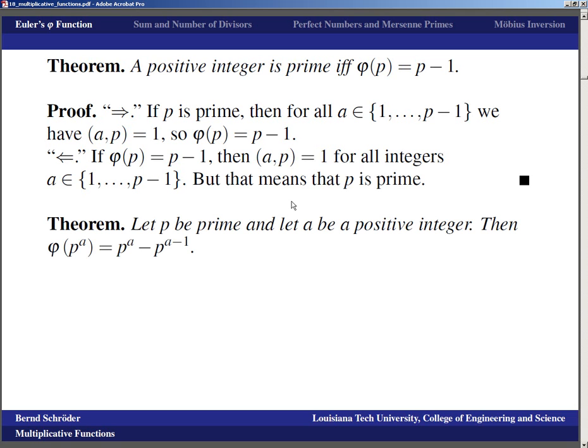The next theorem is about the Euler phi function at the power of a prime number. So let p be a prime number and a a positive integer.